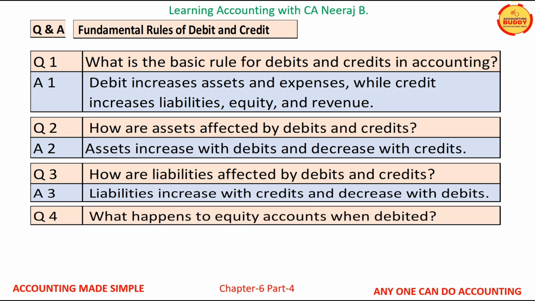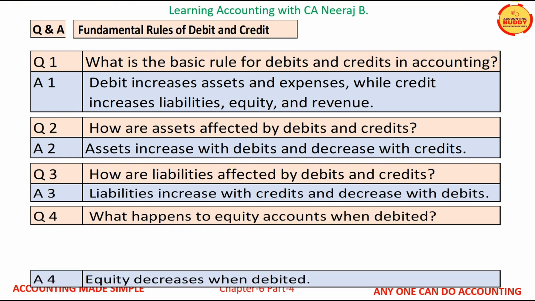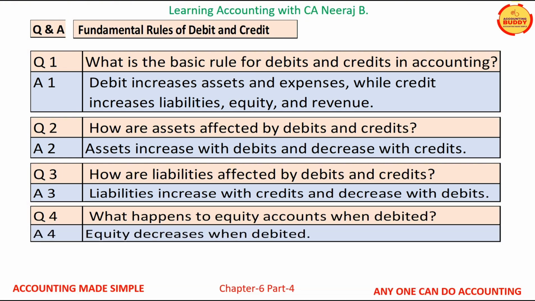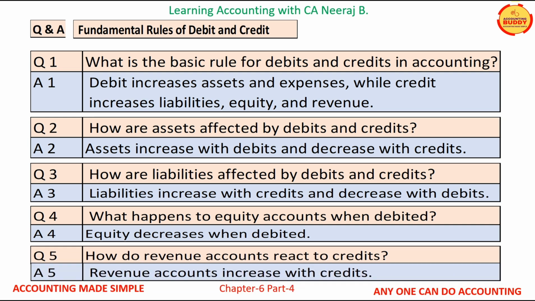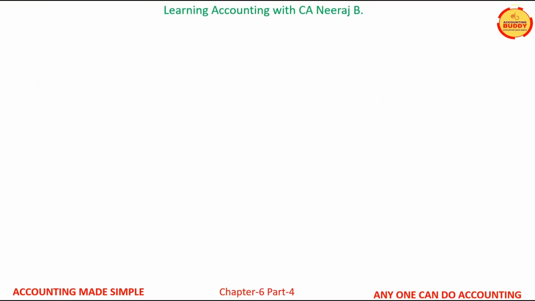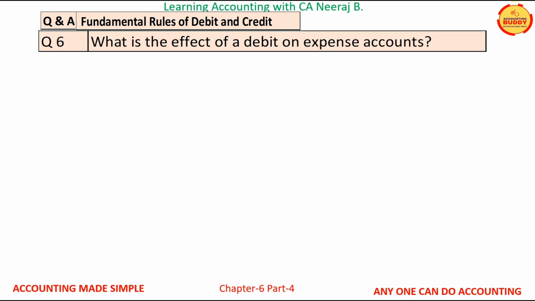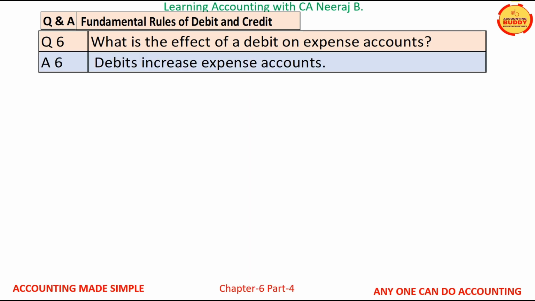Question number 4. What happens to equity accounts when debited? The answer is equity accounts decrease when debited. Question number 5. How do revenue accounts react to credits? The answer is revenue accounts increase with credits. Question number 6 on your screens is, what is the effect of a debit on expense accounts? The answer is debits increase expense accounts.